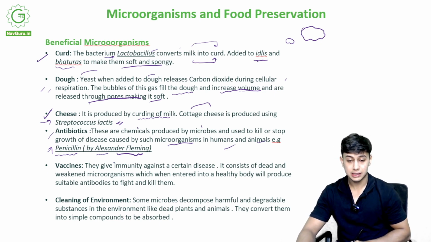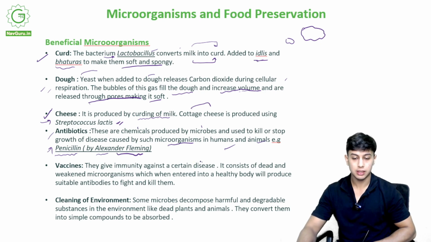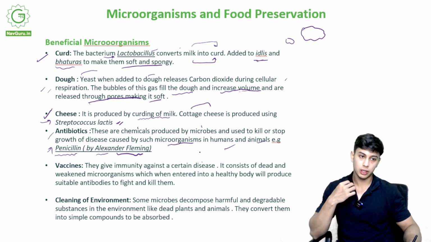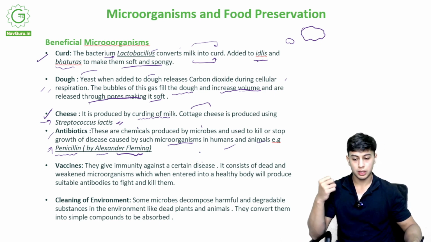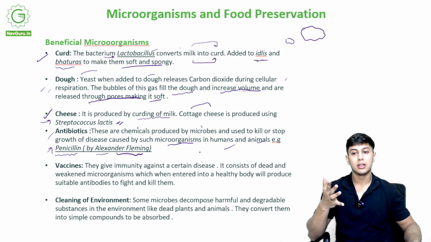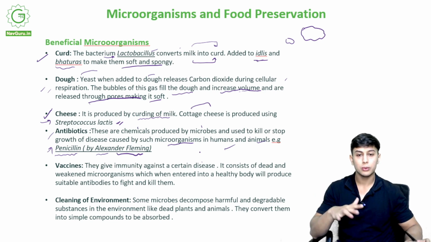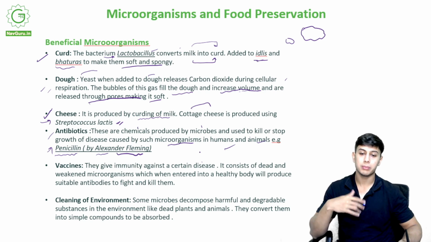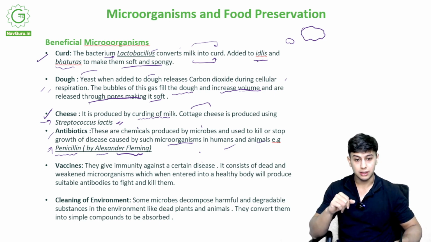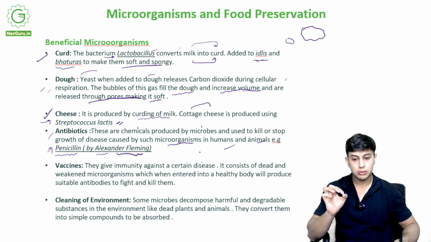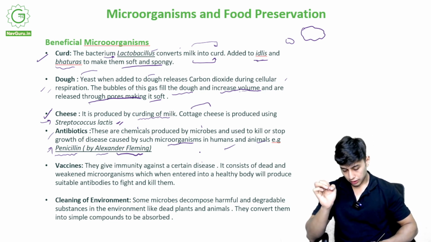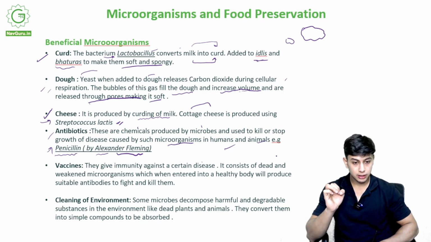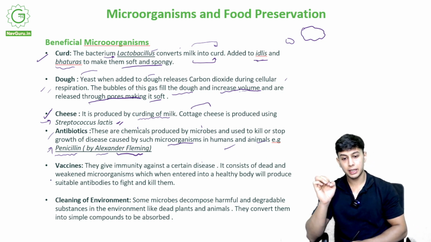Vaccines. What are vaccines? They give immunity against a certain disease. When we are all young, I got a measles vaccine, I got a chickenpox vaccine. These are given to an infant, a child that is born, so that it might not get a disease later on. We got a COVID vaccine. So these vaccines, what are they? They contain dead and weakened microorganisms.